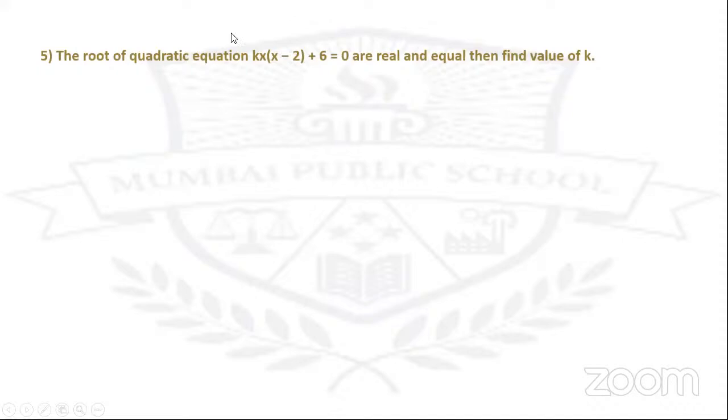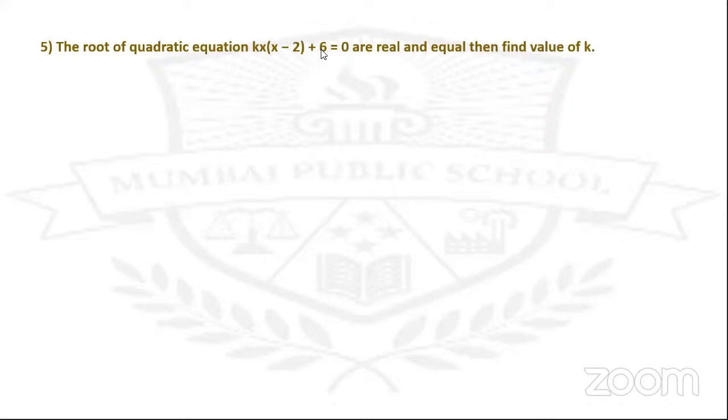Now here, the roots of the quadratic equation kx into x minus 2 plus 6 equals 0 are real. Then find the value of k. Now check. Information is hidden in this. Roots real. When roots are real, you have to remember this, that means b square minus 4ac equals 0.